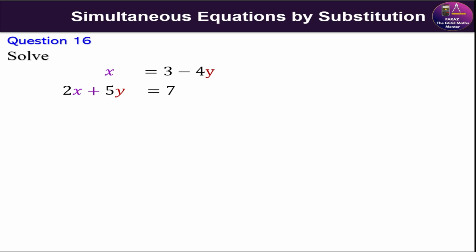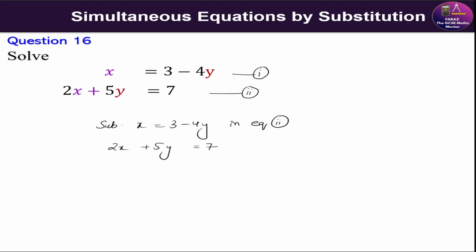As we see there, x is already the subject in equation number 1. So now what we can do here is substitute x, which is 3 minus 4y, in equation number 2. Substitute x equals 3 minus 4y in equation number 2. So write down equation number 2: 2x plus 5y equals 7, and 2 bracket 3 minus 4y plus 5y equals 7.